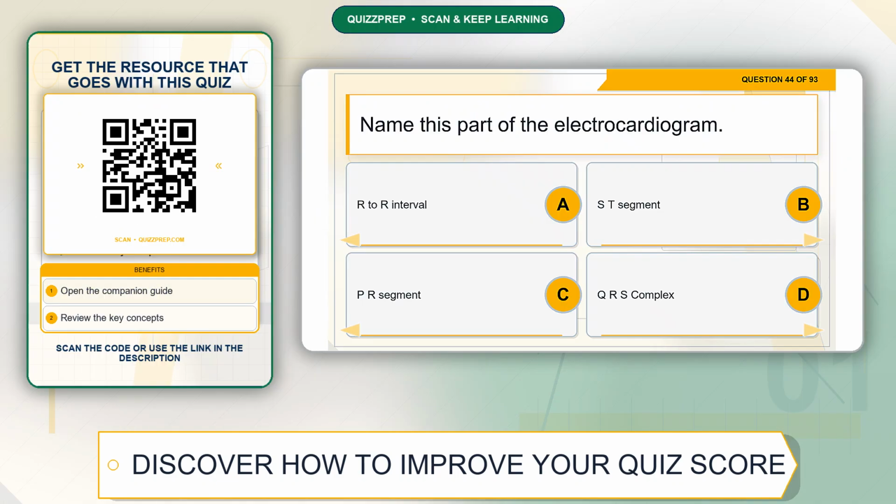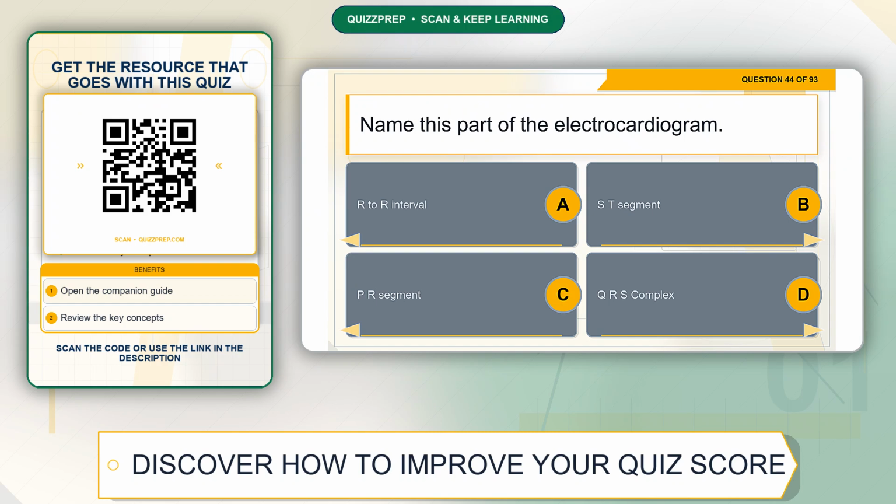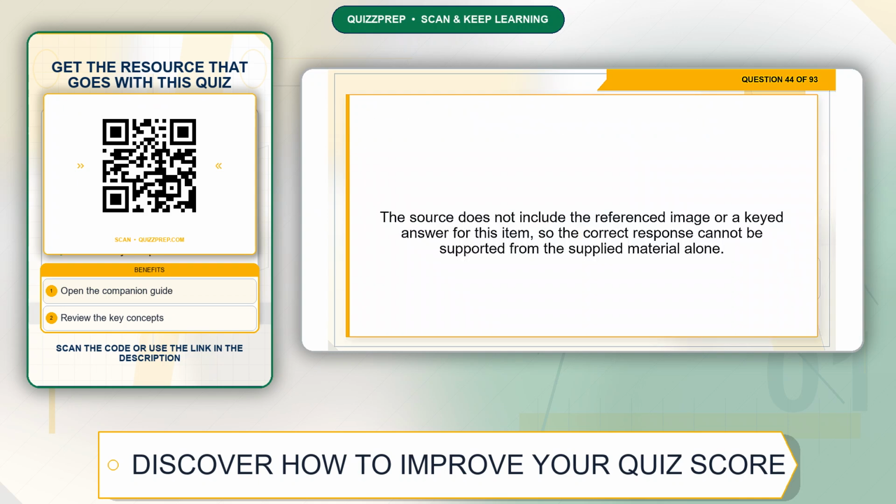Question 44. Name this part of the electrocardiogram. Option A, R-to-R interval. Option B, ST segment. Option C, PR segment. Option D, QRS complex. The correct answer is not shown. Explanation. The source does not include the referenced image or a keyed answer for this item, so the correct response cannot be supported from the supplied material alone.